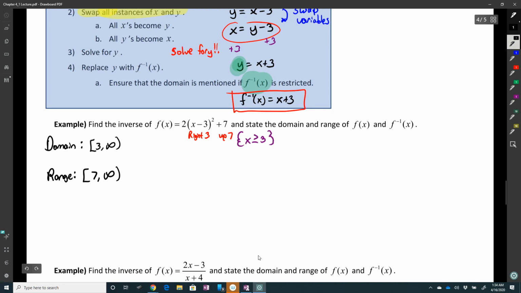So to find the inverse, what we do is you change the f of x to a y, and then we swap. So when we swap, this becomes x equals 2 times y minus 3 squared plus 7. All right? And now all we got to do now is solve for y.